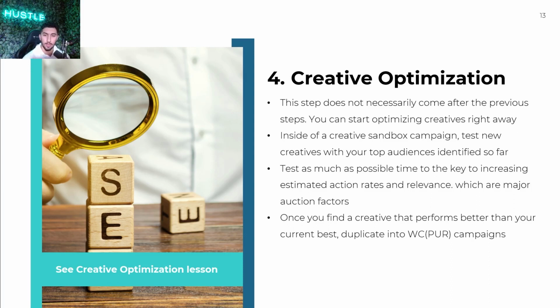Once you find a creative that performs better than your current best, duplicate it into all of your best winning campaigns, best winning CBOs, and just keep scaling it, guys. So that will be it.